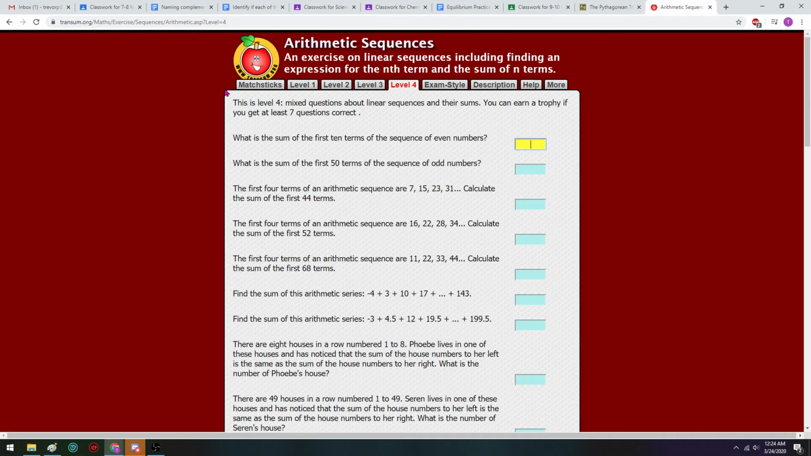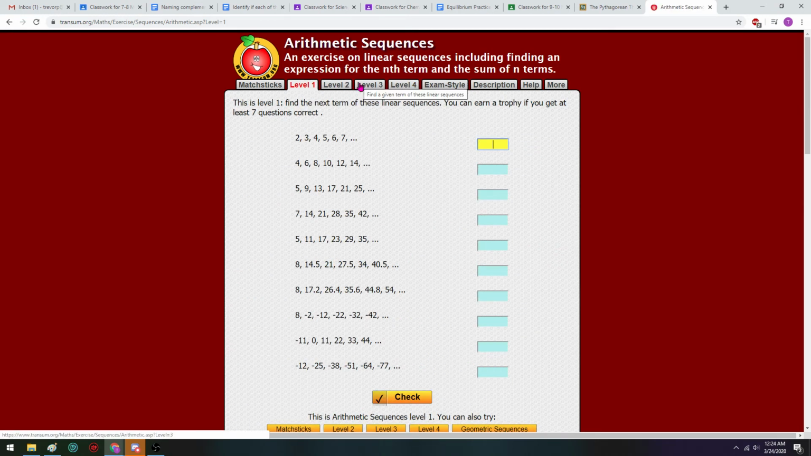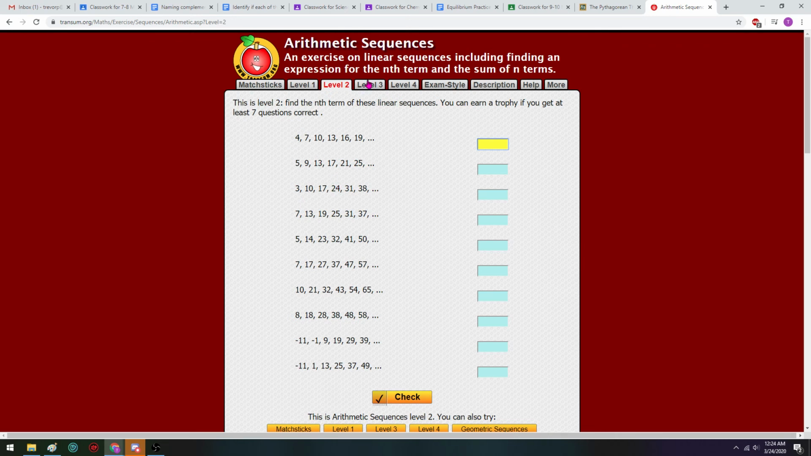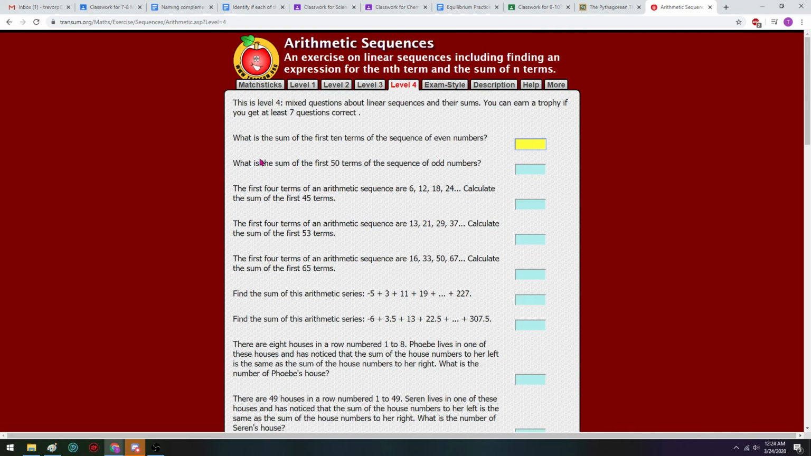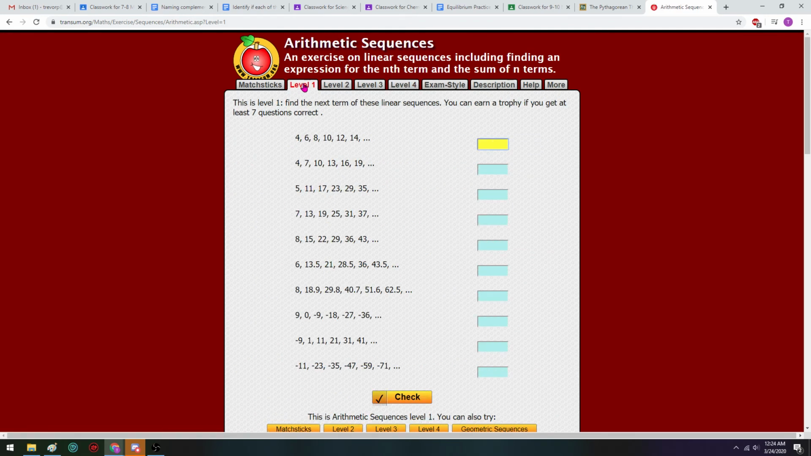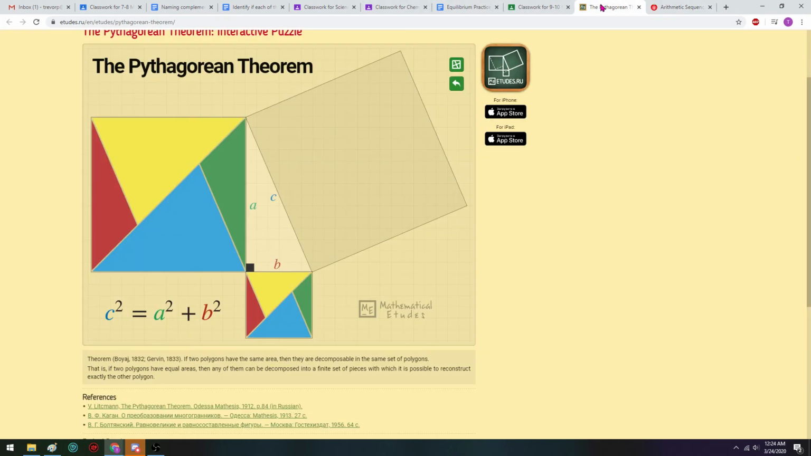For the arithmetic sequencing, you have 4 levels you can pick from. 1 being the easiest, 2 adds a little bit more complication, 3 gives you word problems, and 4 gives you word problems and more complication. I would ask you to work through them. You can practice them as much as you want here. There is an informational video on here as well that goes into more detail.